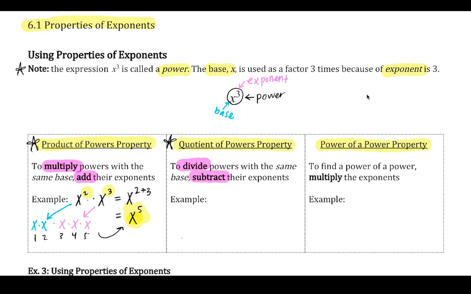So if I have x to the 5th power over x squared, I have the same base, they're both x's, and I'm dividing them, so I'm going to subtract their exponents. I have to subtract 5 minus 2. So the exponent in the numerator minus the exponent in the denominator. So this becomes x raised to the 5 minus 2, or altogether x to the third power.